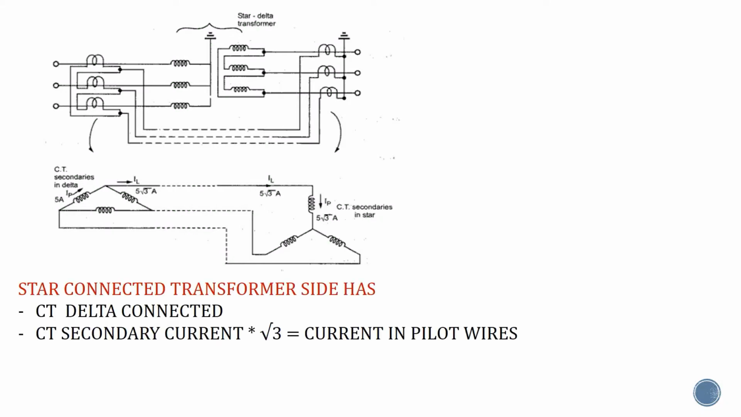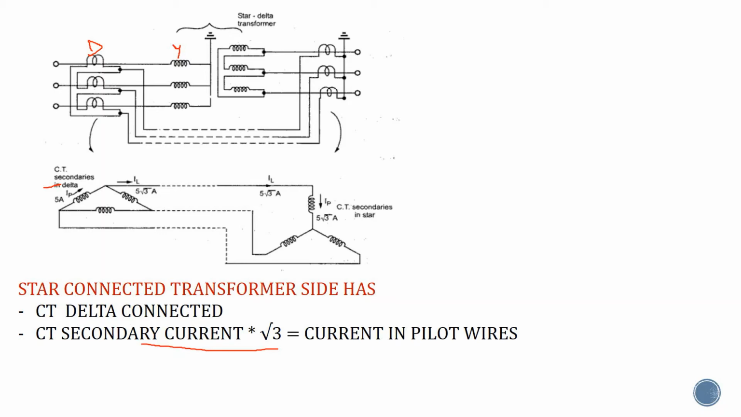As mentioned in the previous slide, the pilot wires must be carrying the same amount of current. Therefore, on the star connected transformer side, the connections of CT will be in delta and the CT secondary current will be basically their phase current, as you can see in the figure. And in the pilot wire, actually the line current is traveling. Thus, for obtaining the current in pilot wires, we need to multiply the CT secondary current here by root 3.